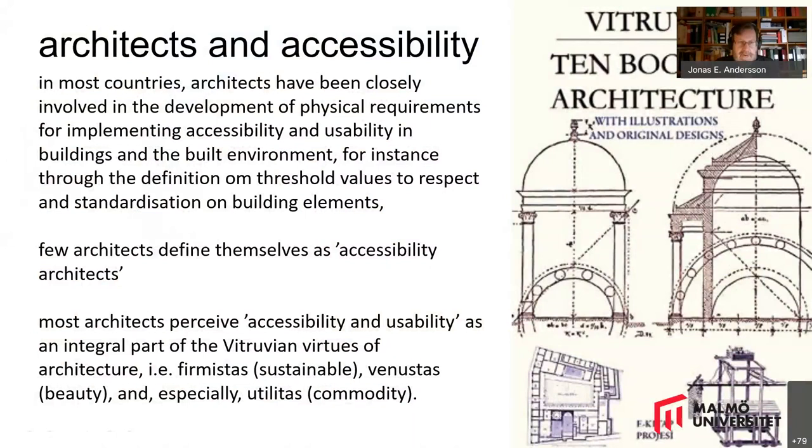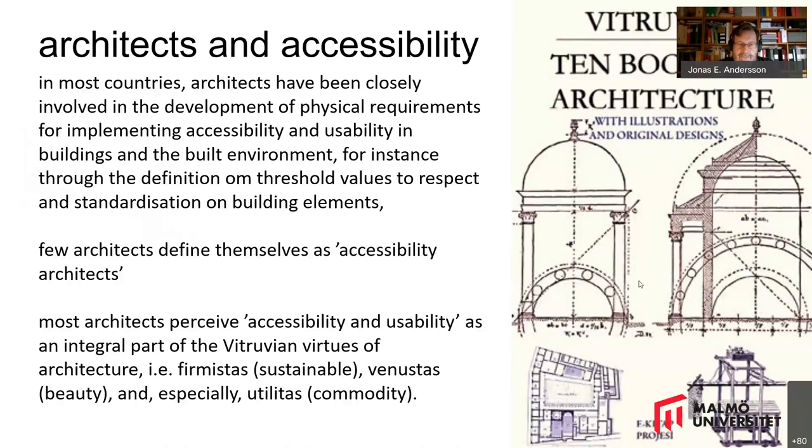Arriving at the conclusion, as you can see, and this goes for most European countries, is that architects have been quite involved in the development of accessibility requirements. And the most clear example of that is Ronald L. Mace, the American architect. However, European architects have not profiled themselves as accessible architects. And I think that's due to the fact that most architects perceive accessibility and usability as an integral part of the Vitruvian virtues of architecture.